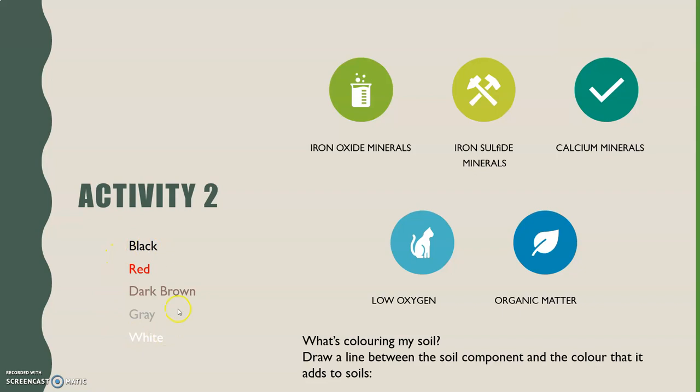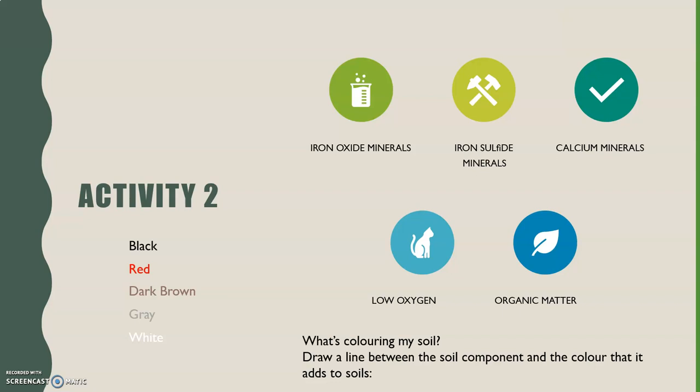Okay, over here. So what you all have to do, draw a line which contribute to the changes in color. Example, if the soil contains a lot of organic matter, so it will be black in color. So you have to draw a line to black. I already give one example. Still left with 4 more soil components. So I hope you all will draw it correctly.